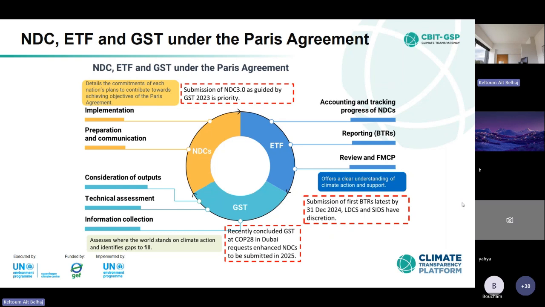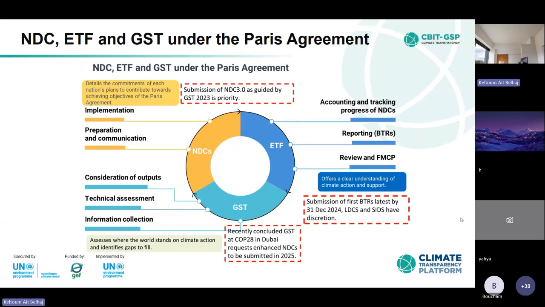And next, we move to the Enhanced Transparency Framework, or what we call the ETF. And this is where those commitments are tracked and reported. So here, countries need to submit their biennial transparency reports, or BTRs, every 2 years. And these reports also undergo a technical expert review and a facilitative multilateral process, which is also a review process. Both of them help countries identify areas for improvement.